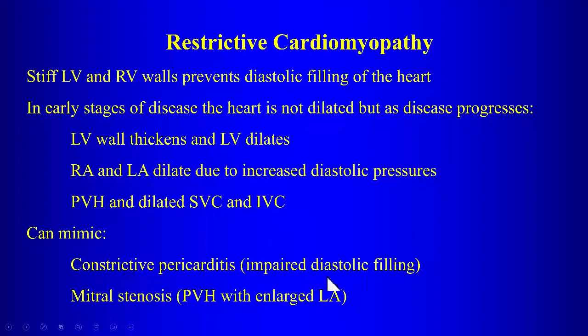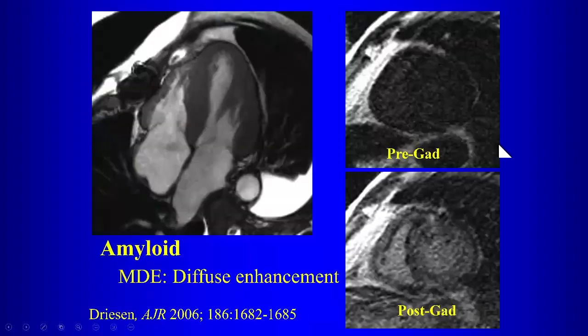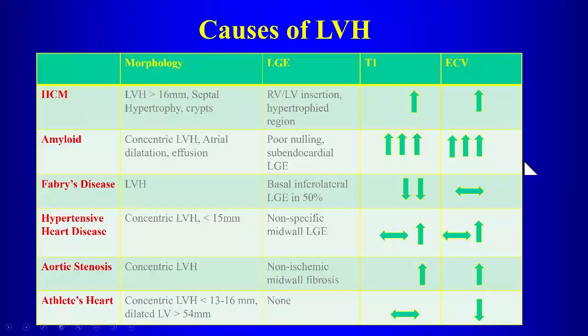So it can mimic constrictive pericarditis because of impaired diastolic filling, or sometimes even mitral stenosis because of enlargement of the left atrium. So in this picture, where we have myocardial hypertrophy with dilatation of the atria, that can be a finding associated with restrictive cardiomyopathy. And we see that also in this case of amyloidosis, the diffuse enhancement, which is typical of amyloid, but also the dilatation of the atria, which we can also see associated with restrictive cardiomyopathies. And amyloid can be a cause of restrictive cardiomyopathy.